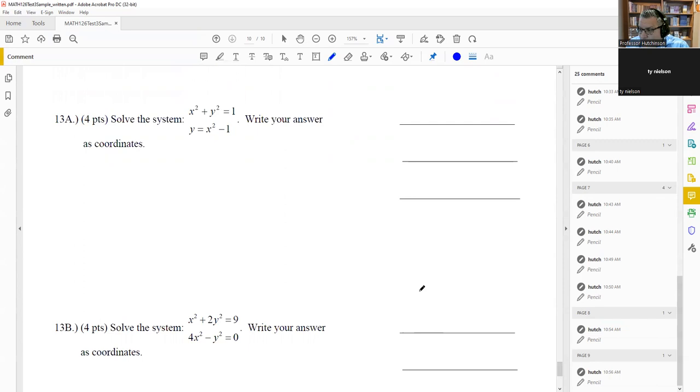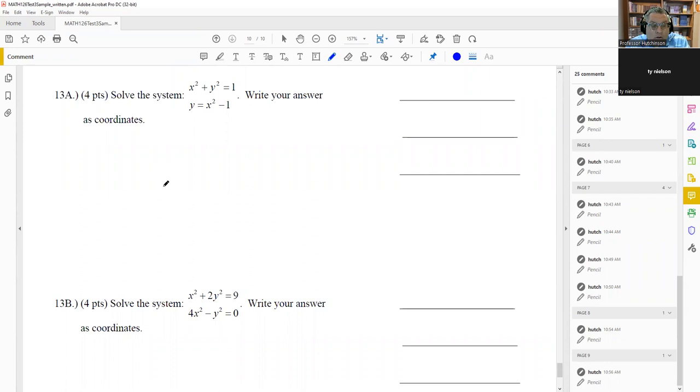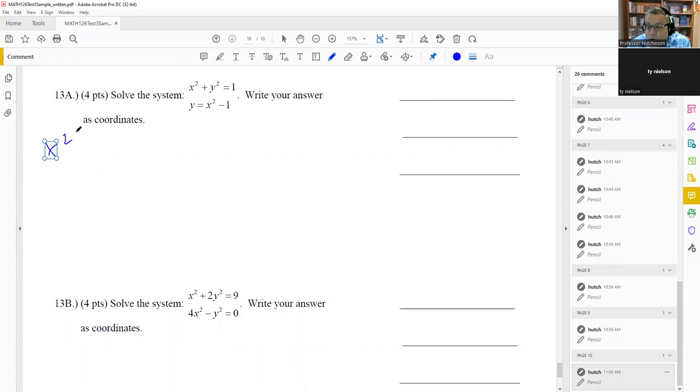Okay, so for this first one here, you can solve it by either using substitution or elimination. It actually doesn't matter which process you want to do. Now, because this says y equals like that, it probably would make sense to do this by substitution. So we're going to do x squared plus, and here we'll put x squared minus 1, equals 1. So I'm putting it into the first equation. I take out the y, replace it with x squared minus 1, and that's squared, so I have that.